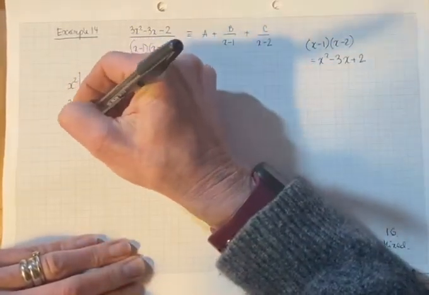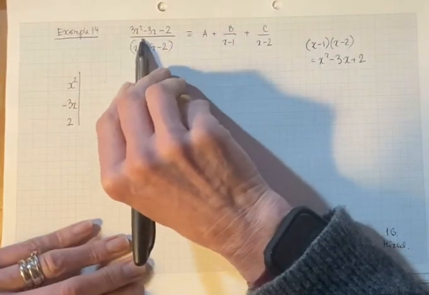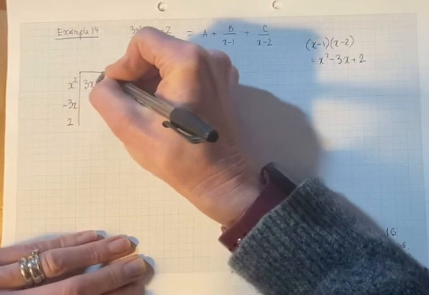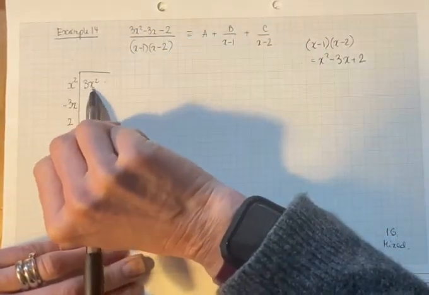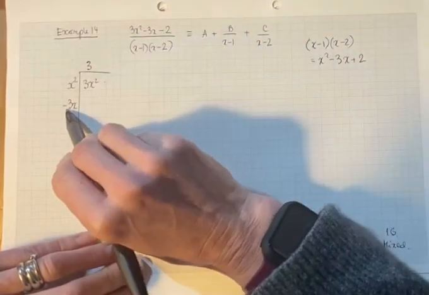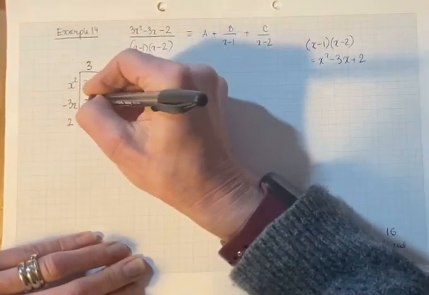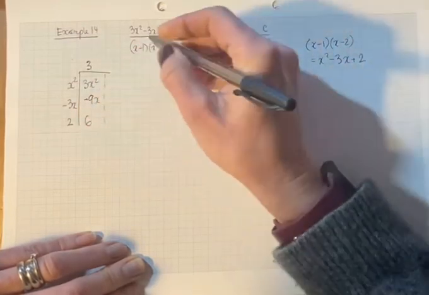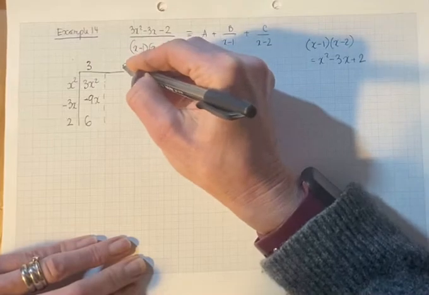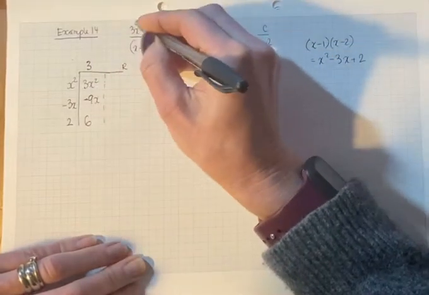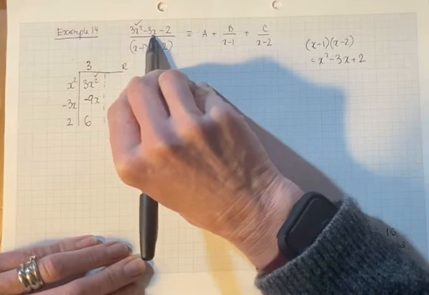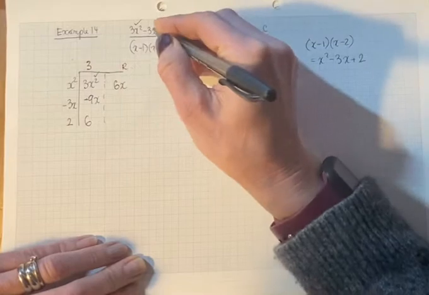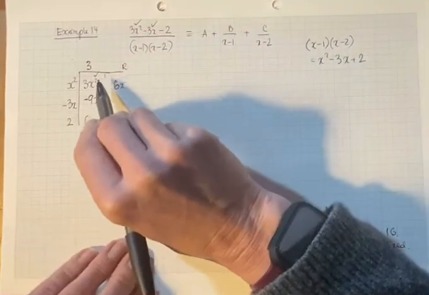So remember, the grid needs to be filled in with the quadratic. So it's going to be 3x squared. How many x squared in 3x squared? It's 3. 3 times minus 3x is minus 9x, and 3 times 2 is 6. The rest here is going to be the remainder, and we have got 3x squared, we've got it. We haven't got minus 3x, we've got minus 9x. We need to adjust it to give us 6x.